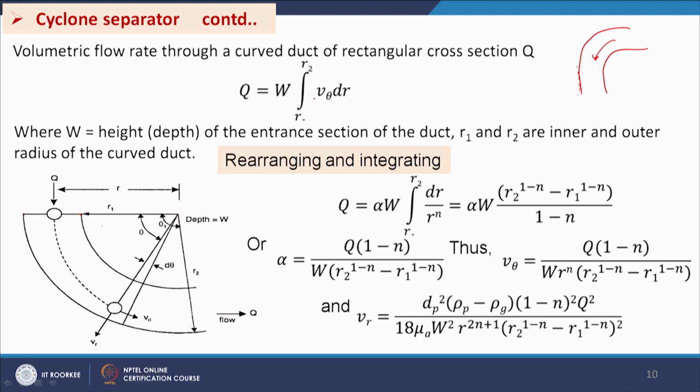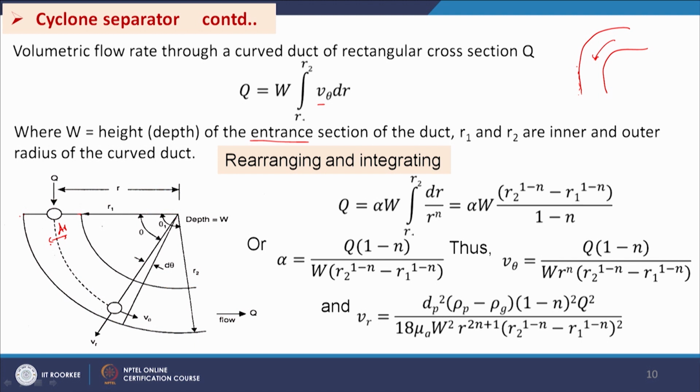So, we have W, W is height or depth of the entrance section. And we are considering a very small radius, a very small part, that is dr. So, dr into W is the cross sectional area, into V theta, the tangential velocity. So, this is the volumetric flow rate through this small duct with width dr. Now, if we integrate from r1 to r2, then that will give us the total volumetric flow rate through this duct.